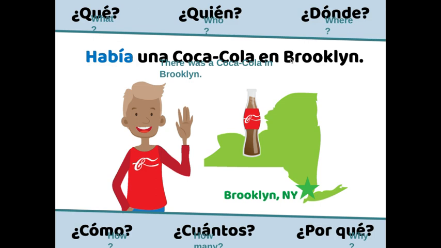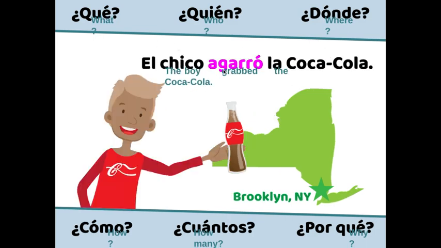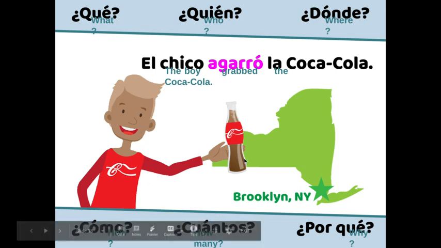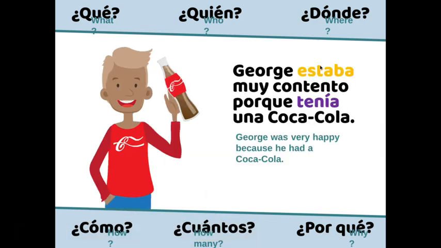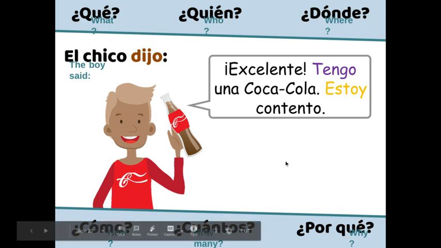Había una Coca-Cola in Brooklyn. There was a Coca-Cola in Brooklyn. El chico agarró el Coca-Cola. Sorry, I was trying to remember if I'm supposed to trill that. Look, George grabbed the Coca-Cola. George estaba very happy, contento. George estaba muy contento porque tenía una Coca-Cola. And I am very happy. Yo estoy muy contento because we finished up our lesson. I'm very happy that we finished it all up.